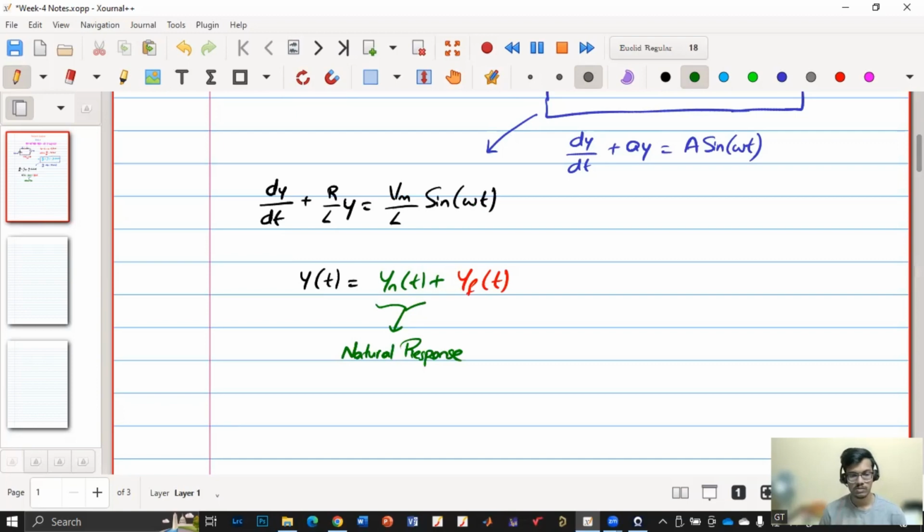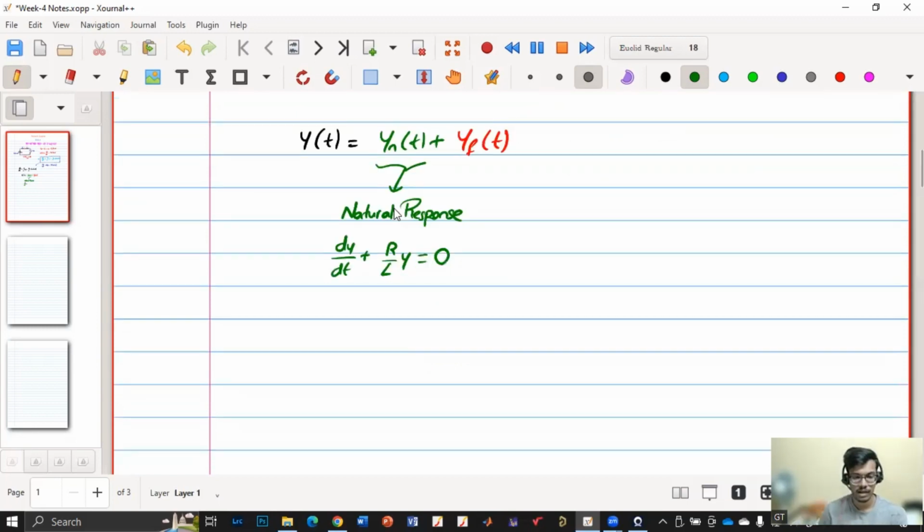So natural response is when input is 0. So you replace RHS by 0. So we'll get something like this: dy by dt plus r by l y is equal to 0. So now how can we write it? It will have an exponential term, right?